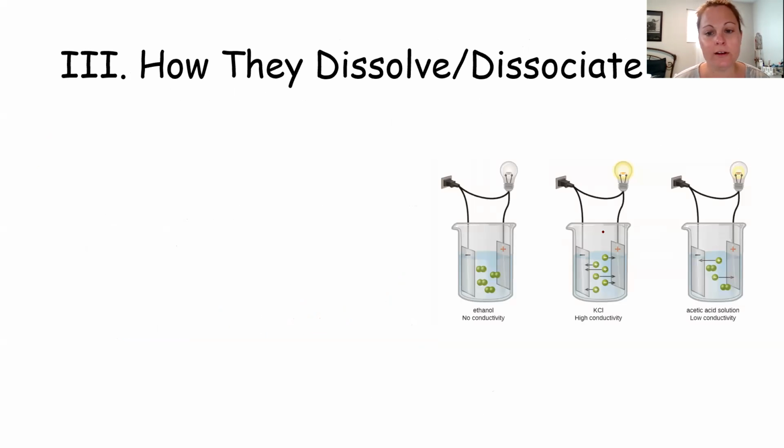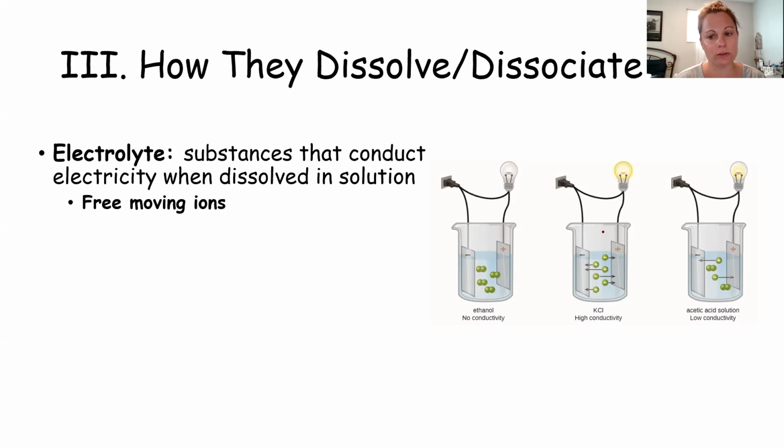Okay, so now for the little bit complex portion of the lesson. How acids and bases dissolve or dissociate gives them a lot of properties. We have talked about this term electrolyte in the past. So I'm going to focus here first on how acids and bases dissolve. If acids and bases, when dissolved in water, meaning an aqueous solution, have ions that move freely, it is classified as an electrolyte, meaning a substance that conducts electricity once it is dissolved into solution.